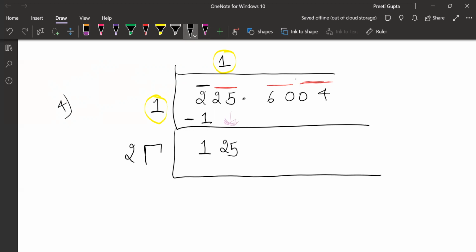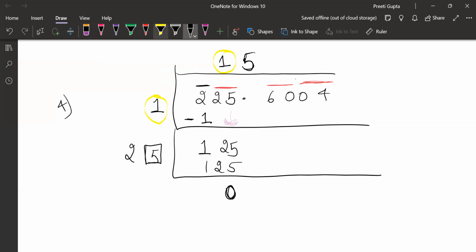Then here you need to put some number, and here also the same number. As you can see, 5 is in the units place. So by hit and trial method, I am considering 5, and 25 5s are 125. So 125, the remainder comes 0 over here.